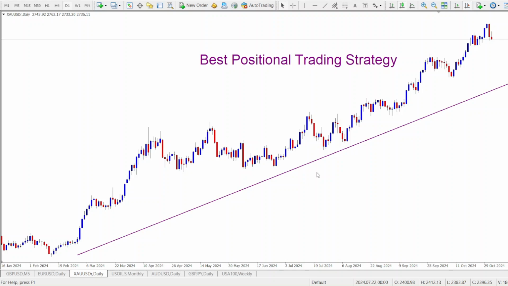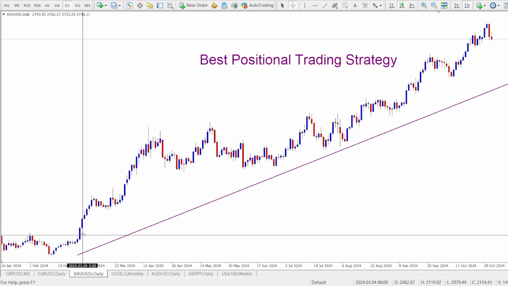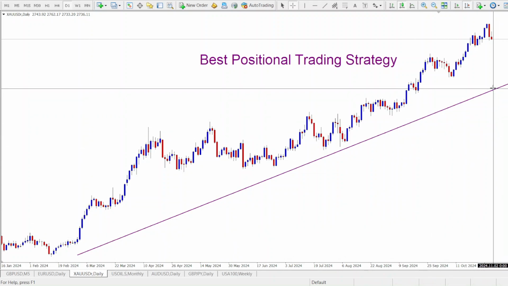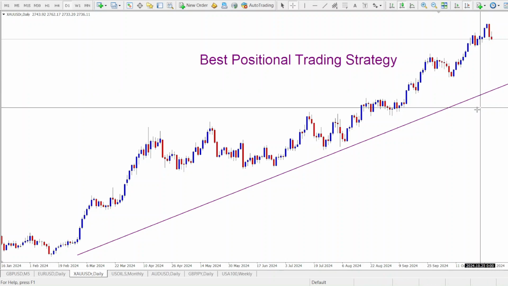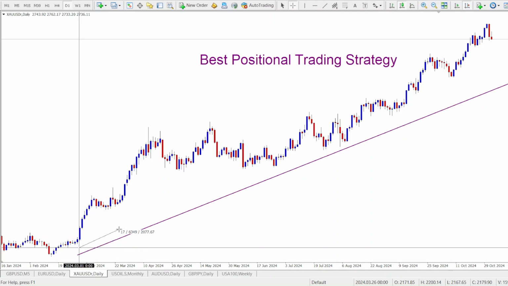This is the essence of positional trading. Positional trading is long term. You could be holding your trades for weeks or even for months. So, imagine you had spotted this bullish move right from February. This is gold, XAUUSD, right from February, and you had entered a buy. This is currently November when I'm recording this video. So imagine you had entered from February and kept your trade running for months up till now, you would be in massive profits, because gold has already risen.